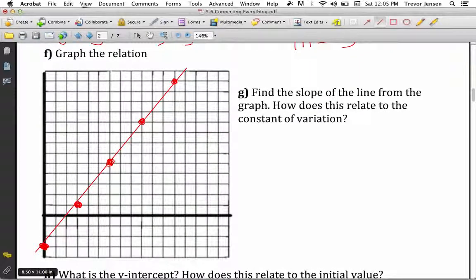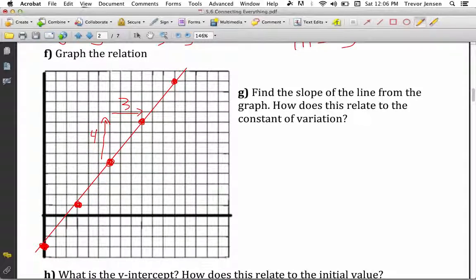Now, part G says find the slope of the line from the graph. How does this relate to the constant of variation? Well, to calculate the slope of a line from the graph, choose any two lattice points on the line. So I'm going to choose this one, and then count your rise and your run. To get from that first one to the second one, I have to go up 1, 2, 3, 4. I have to go up 4, and then I have to go right 1, 2, 3.